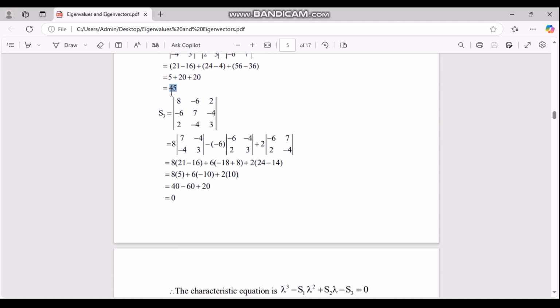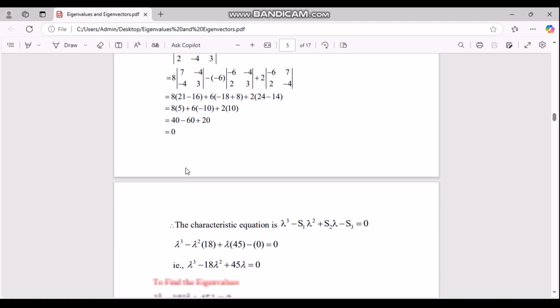And S3 is the determinant, which you know is calculated by this expression: 8 into the minor of 8. Then in between you are using a minus sign. So already there is minus 6, so minus into minus gives plus 6. Then leave this row and leave this column. You're looking for the minor of minus 6. It is minus 6, minus 4, 2, 3. Next we are looking for the minor of 2. So it is minus 6, 7, 2, minus 4.